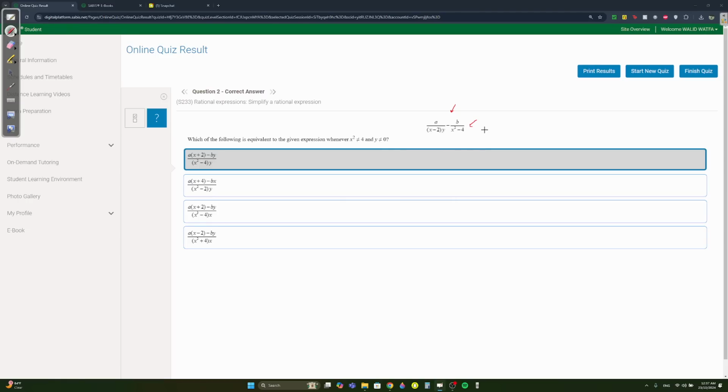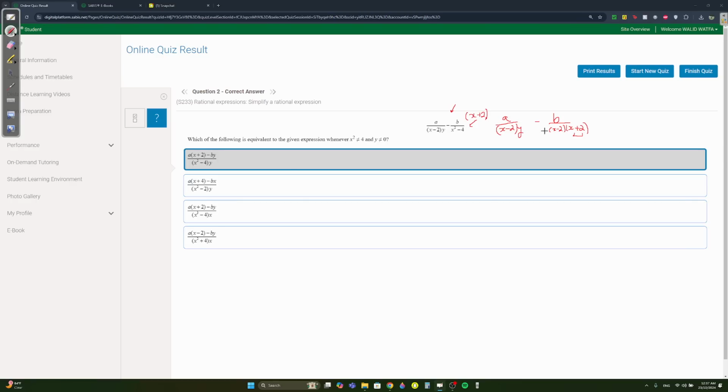This one here, I'm going to factor it out. It's going to be like this. Right? Because x squared minus 4, like a squared minus b squared, is a minus b, a plus b. Okay, now you have to see, we want to make them the same denominator. This one here is missing x plus 2. Right? So we're going to multiply by x plus 2.